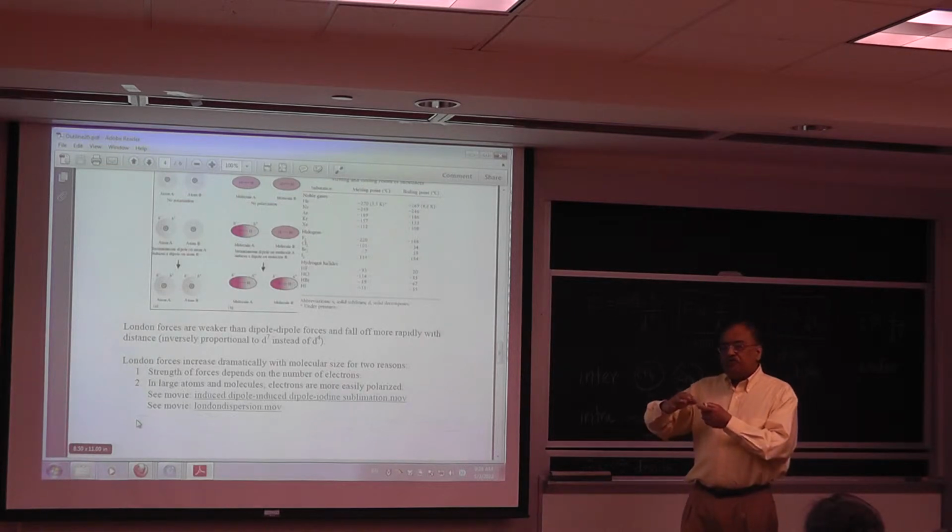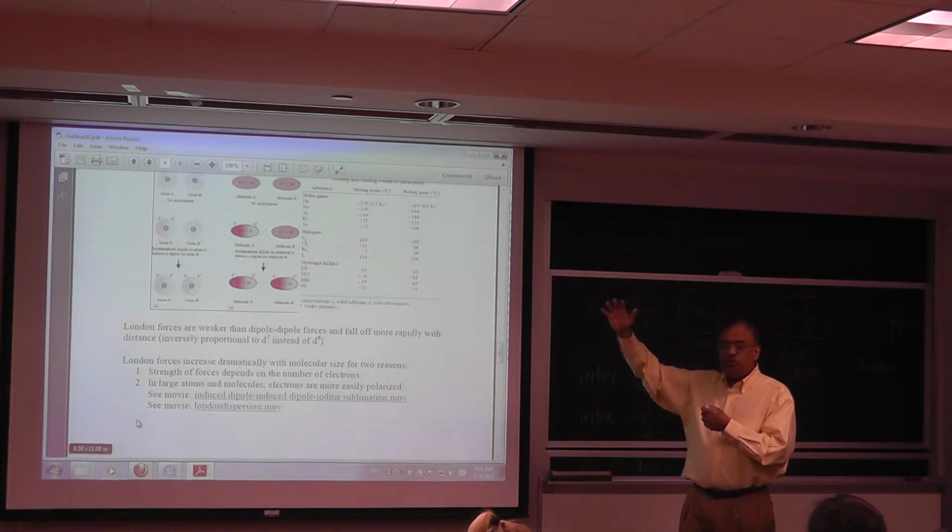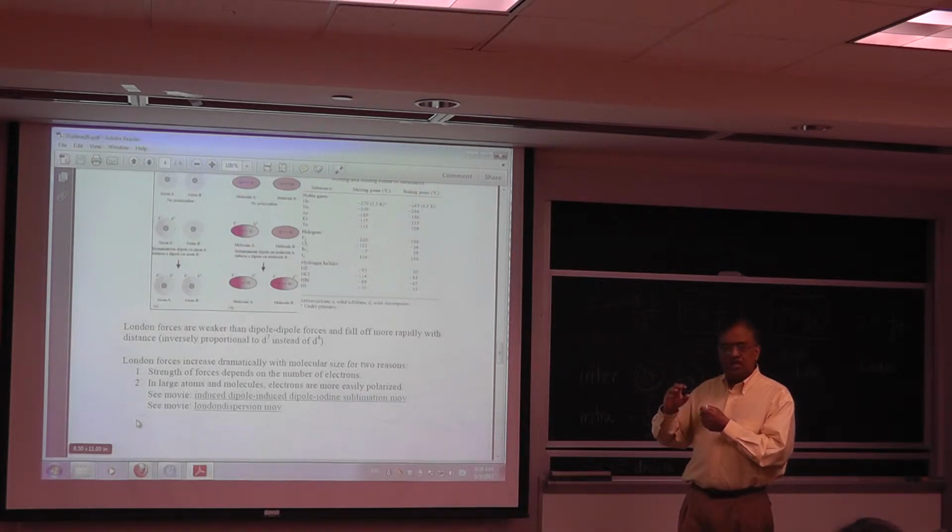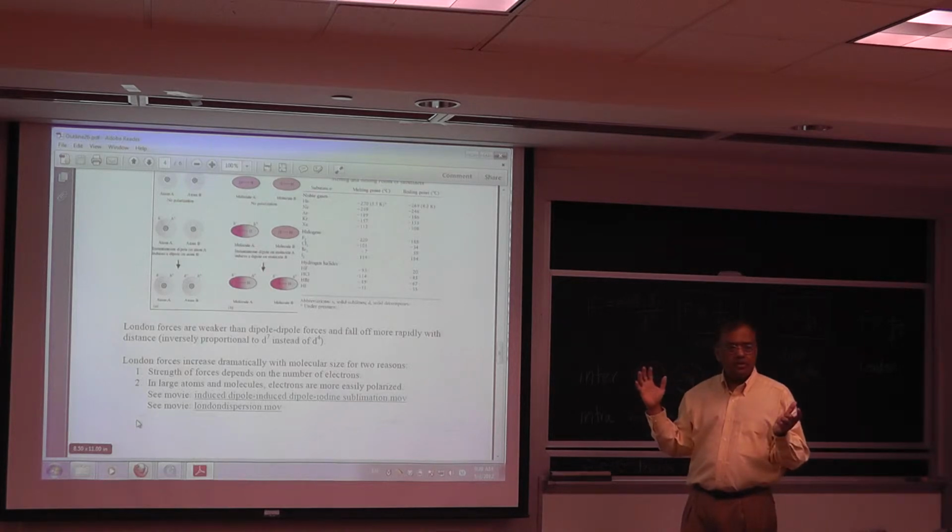So, if you think about electrons that are far away from the nucleus, compared to electrons that are closer to the nucleus, which electrons are going to be more polarizable? The ones that are far away. Okay? So the larger the atom, the larger the molecule, the more polarizable it is going to be.